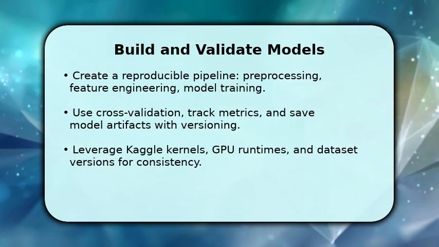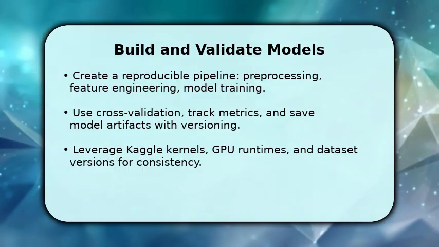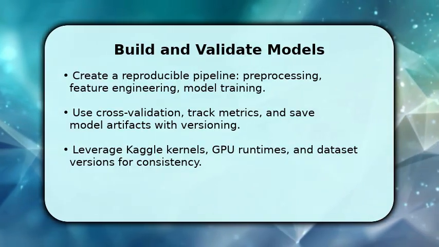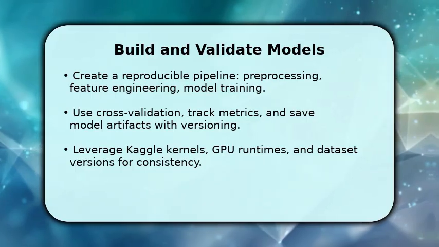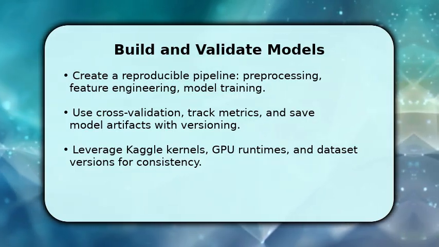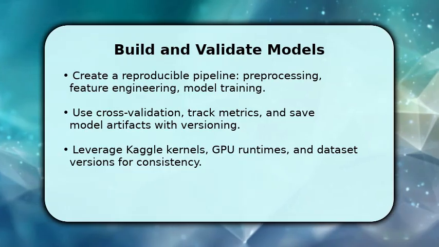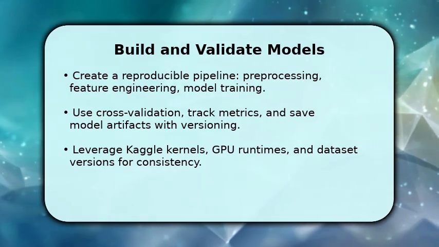You now construct a repeatable pipeline. Clean data, transform features, and define a baseline model. This gives a reference performance. Use cross-validation to estimate generalization and log metrics in a table so you can compare runs.